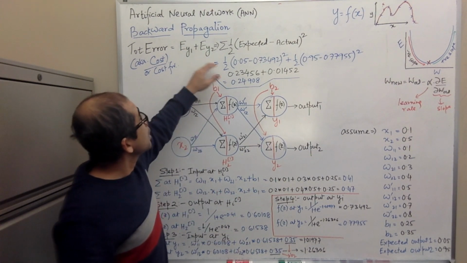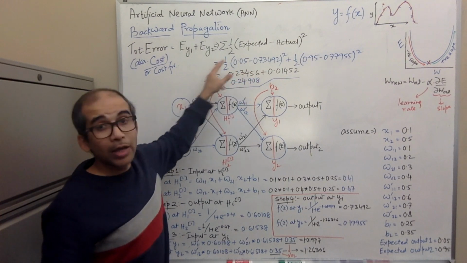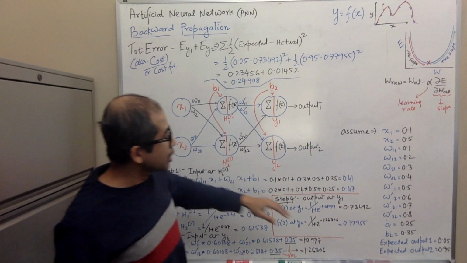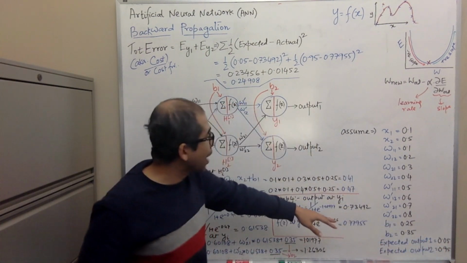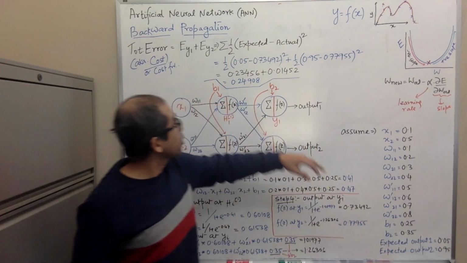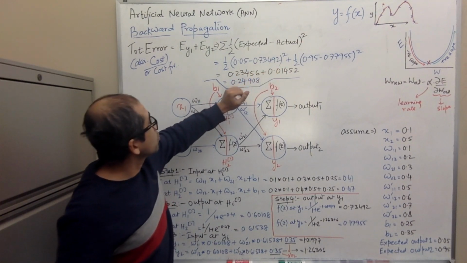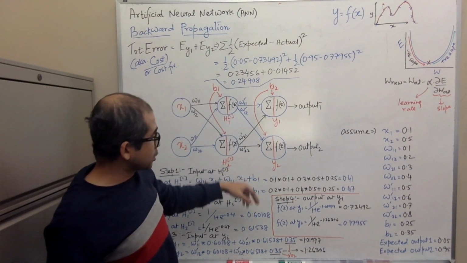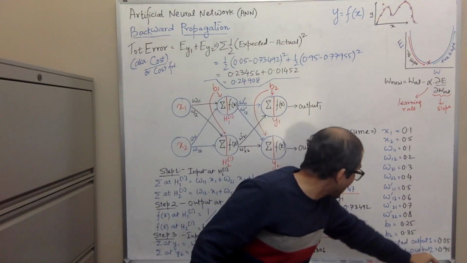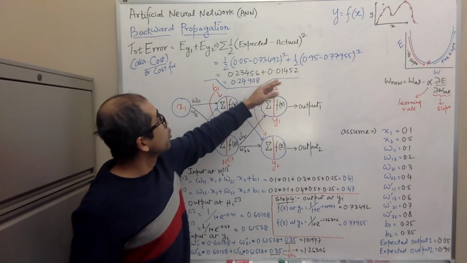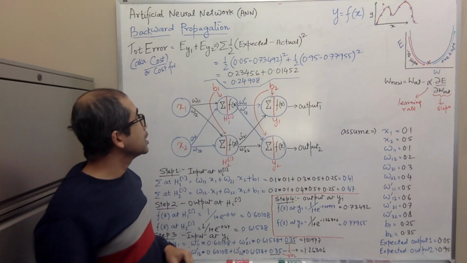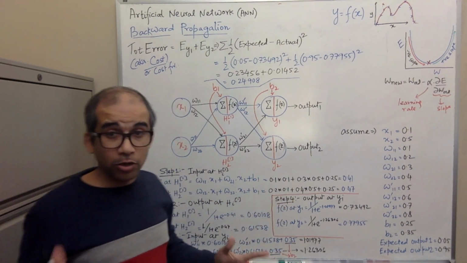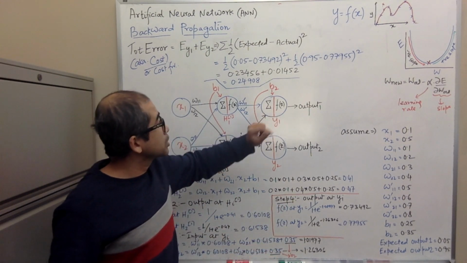So now you see, if we put in y1 and y2 to calculate, we find the expected for y1 is 0.05 and minus the actual is 0.73, and then we do the square, and similarly we do for the other one. For y2 the expected is 0.95 and the actual is this, so we put them in and calculate, and the error comes to be 0.24908. That's the total error of this neural network.